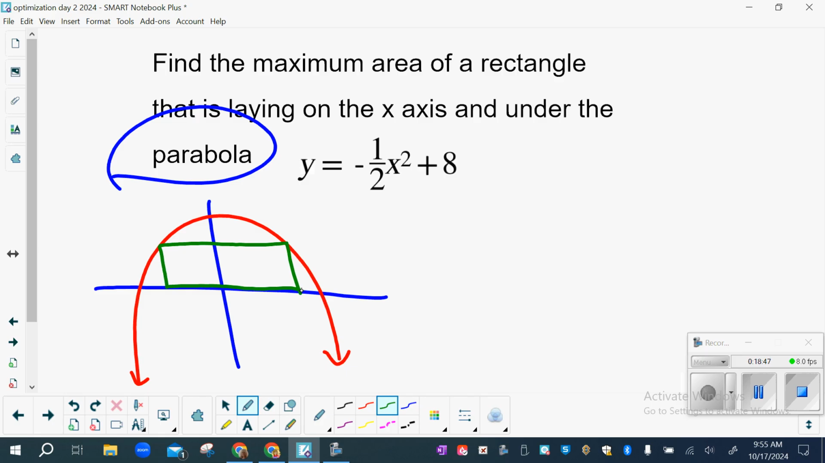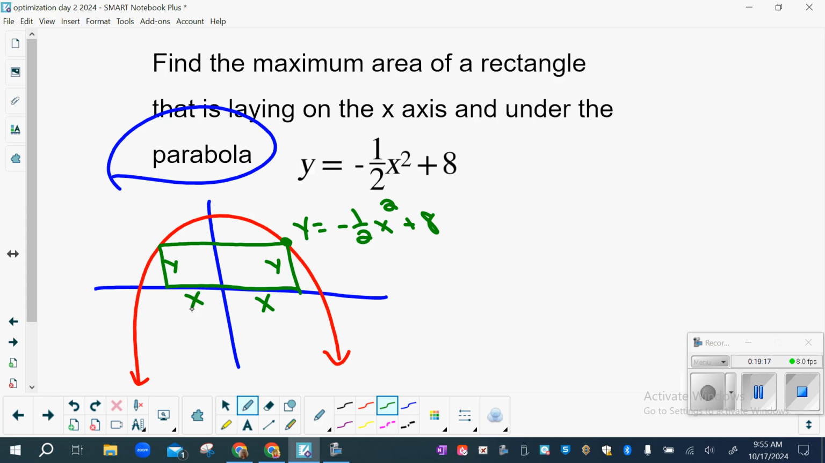Now, normally we know a couple things. We know that this is y and this is y. That's all great. And we know he touches right here at y equals -1/2 x squared plus 8. That's all awesome. Nothing has changed. But the bottom part is not just x times y. It's both of these guys. I need that whole thing for my area.